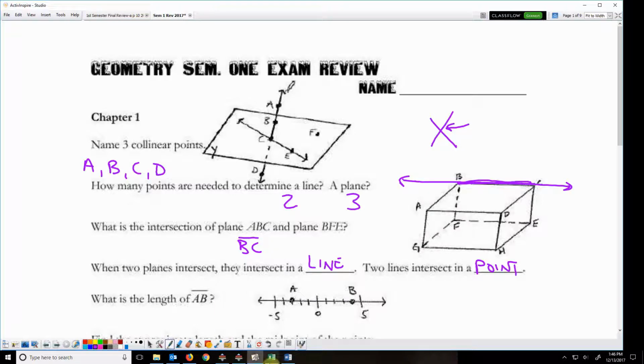What is the length of segment AB? We can just count each space. 1, 2, 3, 4, 5, 6, 7. So it's 7 units long.